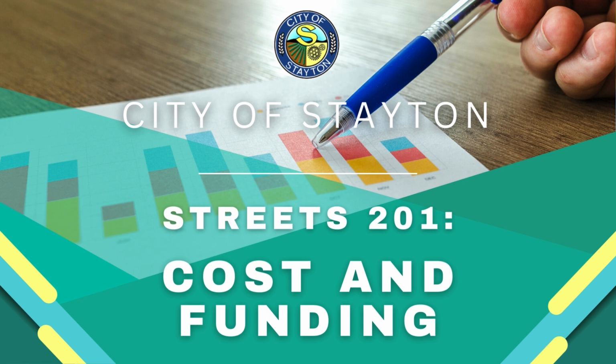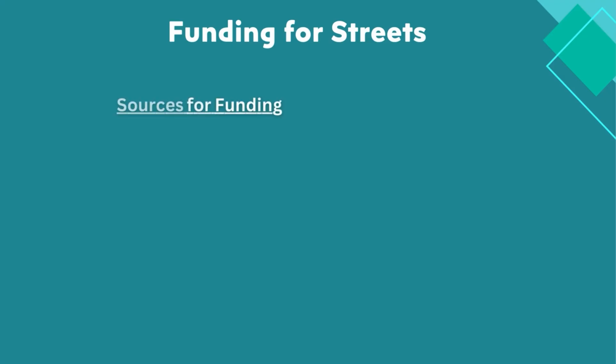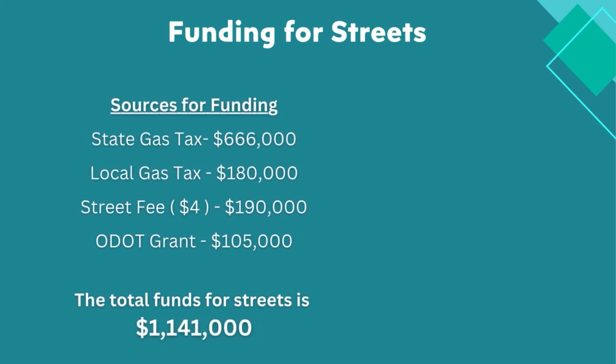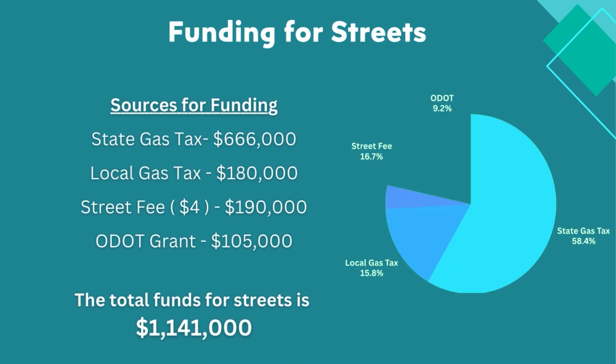It may be easier to think of budgets like buckets, where funds are set aside and distributed for a specific use. The bucket for streets comes from several sources, such as state and local gas tax, street fees, and additional sources, like grants and transfers from other buckets. These sources fill the bucket and provide funds for street projects. In the example, we have a total of $1,141,000 to use for street-related expenditures.